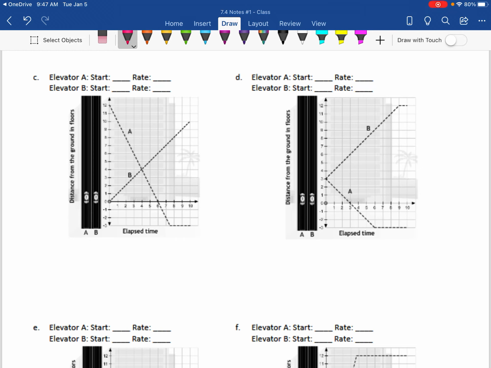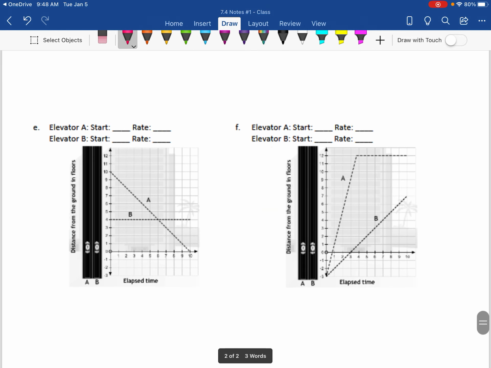And I'd like to look at elevator A. Okay, so elevator A is starting at 12, and we need to find that rate. So find another point. Okay, rise or fall over run. Okay, I'm falling 1, 2, 3, 4, falling 4, running 2. Okay, do the division, -2 floors per second.